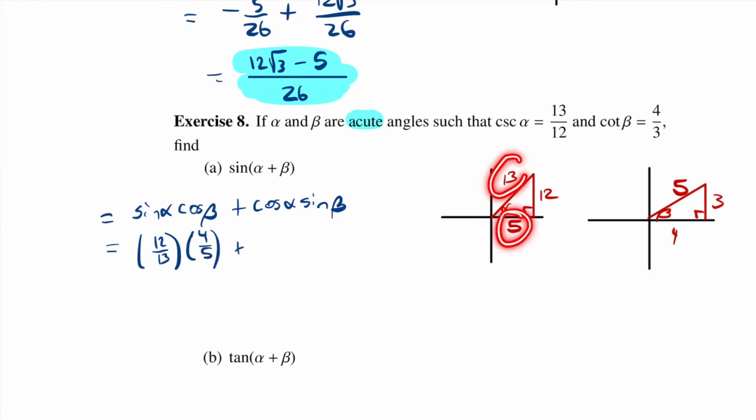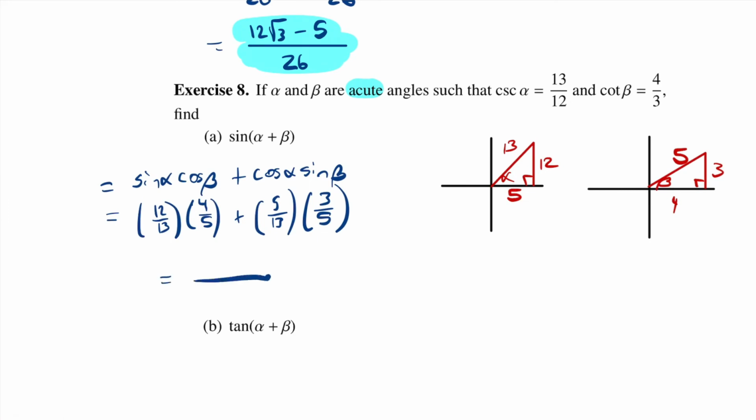All right, the LCD is 13 times 5, which is, what is that? 65, I believe. And then we have 48 plus 15. 48 plus 15 is 63. So our final answer is 63/65.